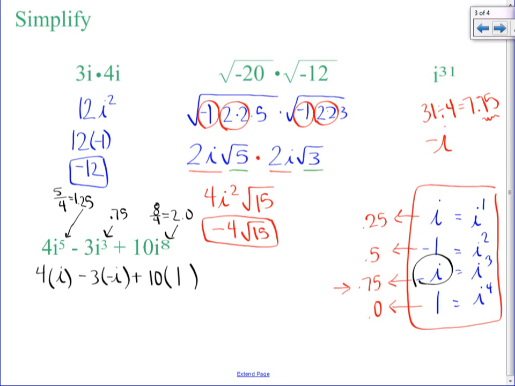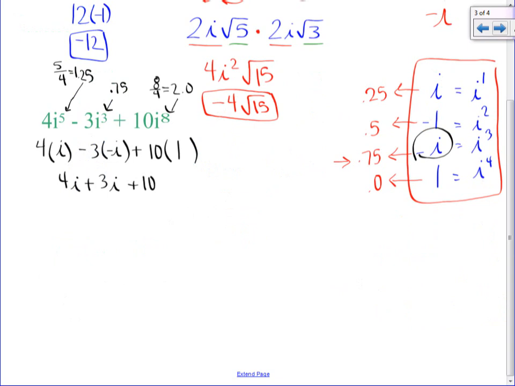Now we just simplify it. Okay, so we've got 4i. What does this turn into? 3i. So now we have 4i plus 3i plus 10. Now, mathematicians prefer that answers are in this form, where the term with the imaginary piece on it comes second. So how would we write this right here? 10 plus 7i. That's the most simplified version.